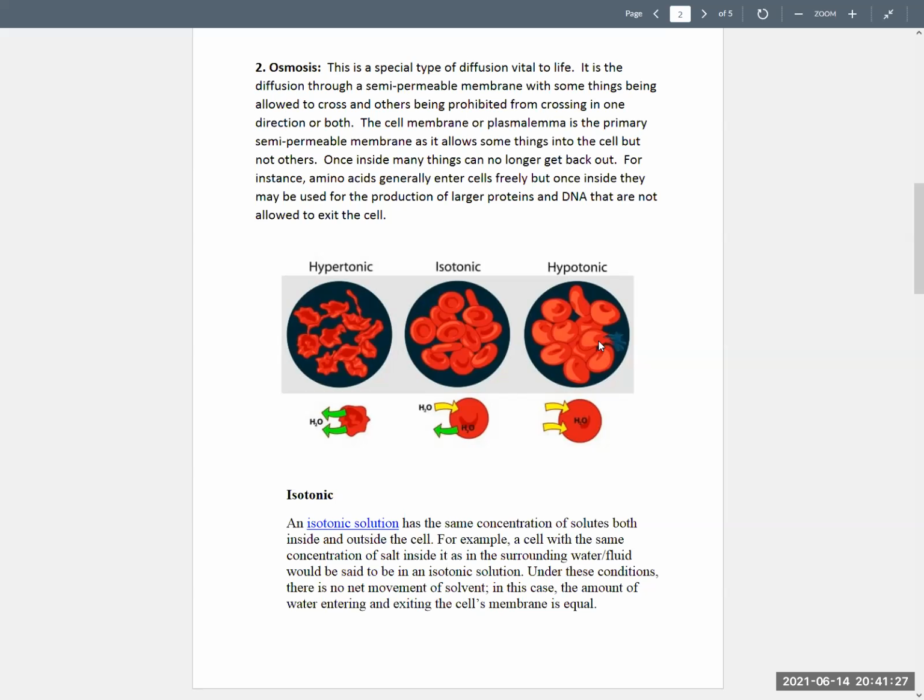When the red blood cells are broken by this influx of water, because they can't expand anymore, that's called hemolysis. Crenation, isotonicity, and hemolysis.